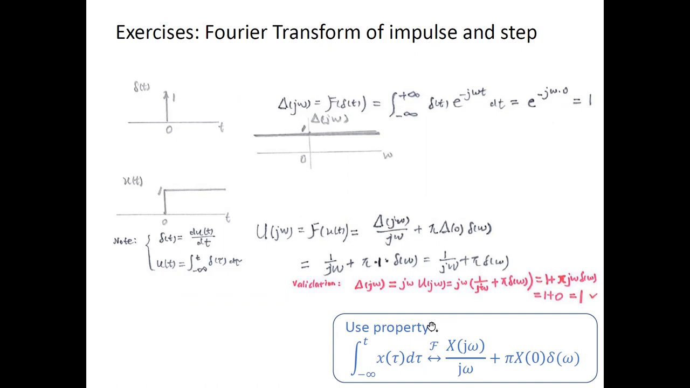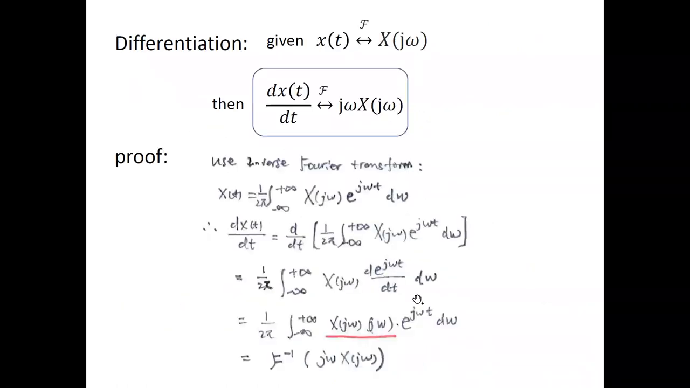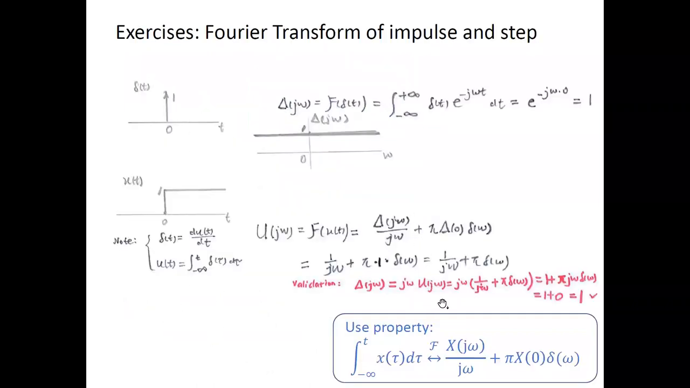Now we can validate the correctness of this result by utilizing the differentiation property. Because delta, the impulse, is the time derivative of the step u, delta equals du dt. So the Fourier transform of delta, capital delta, is the Fourier transform of u, capital U, multiplied by an additional j omega. This applies the property: if it's differentiation, just multiply by an additional j omega. And the result, capital U, we already calculated, multiplied by j omega: the first term becomes one, the second term is j omega times delta omega.